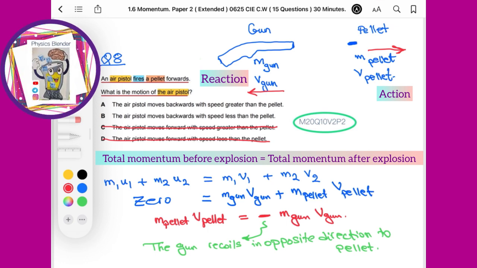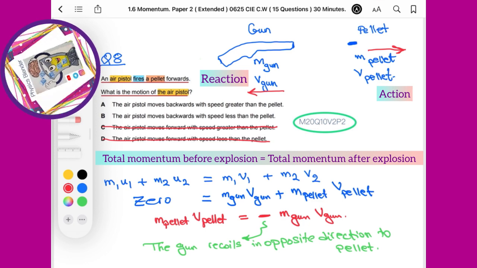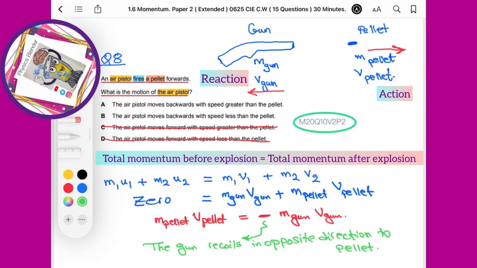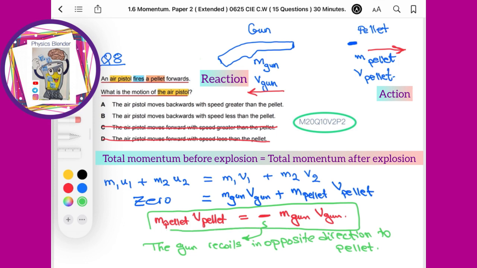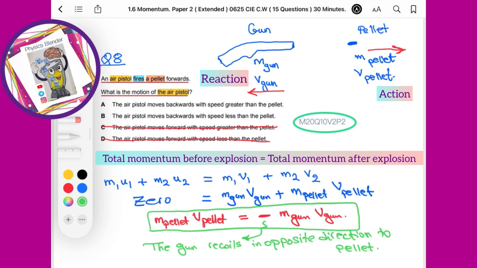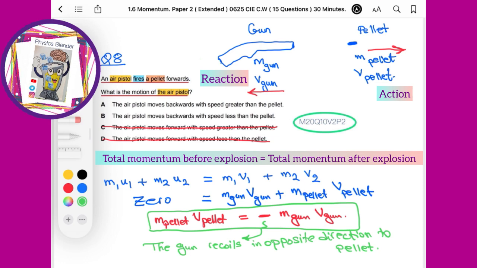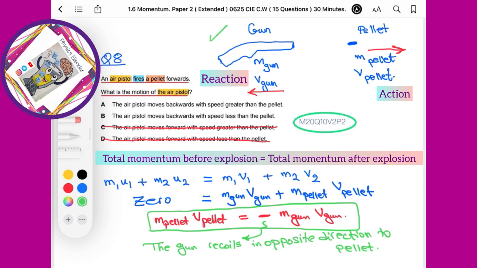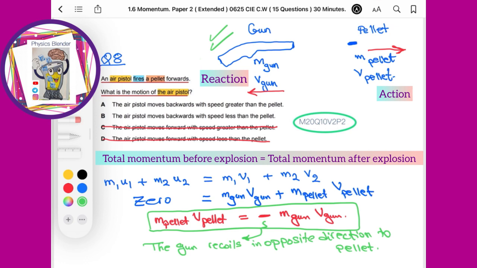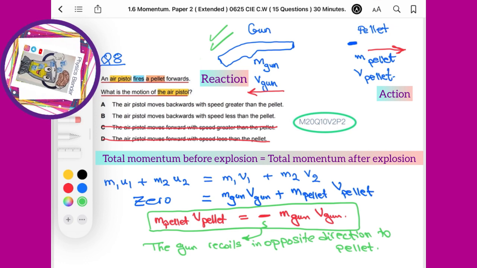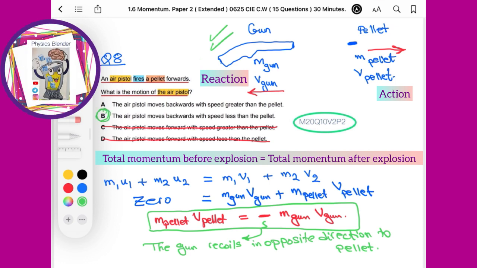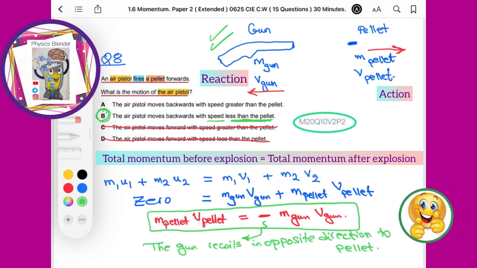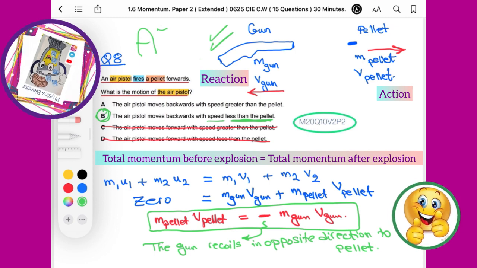Still, we have to discuss whether the speed of the air pistol, or the gun, is greater or smaller than the speed of the pellet. If you look at this final equation, you can recognize that mass and velocity are inversely proportional. Which object here has greater mass? Yes, very good, the gun has greater mass, so its velocity will be less. So the correct answer: the air pistol moves backwards and its speed is less than the speed of the pellet. Is it clear? This question is challenging and very important.